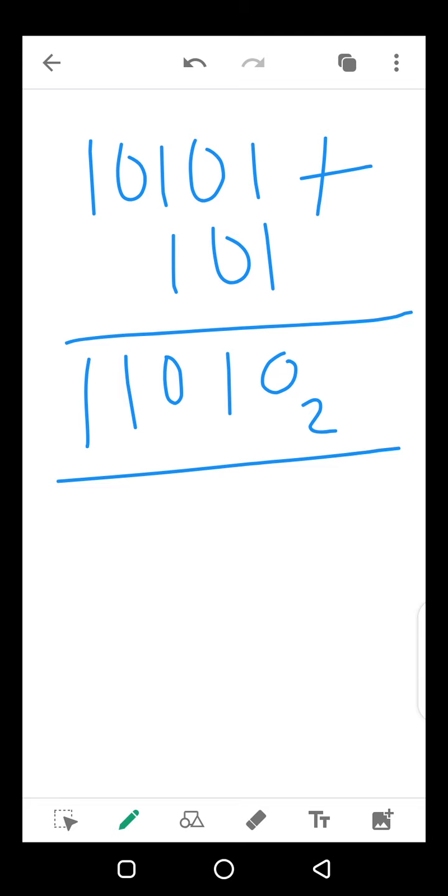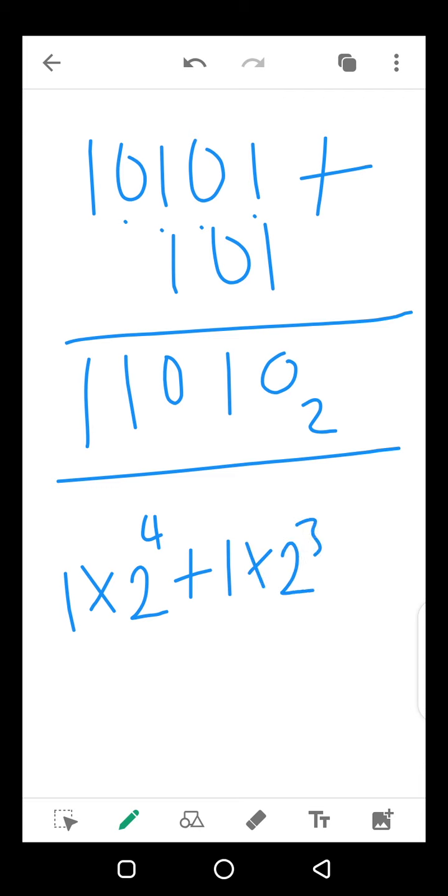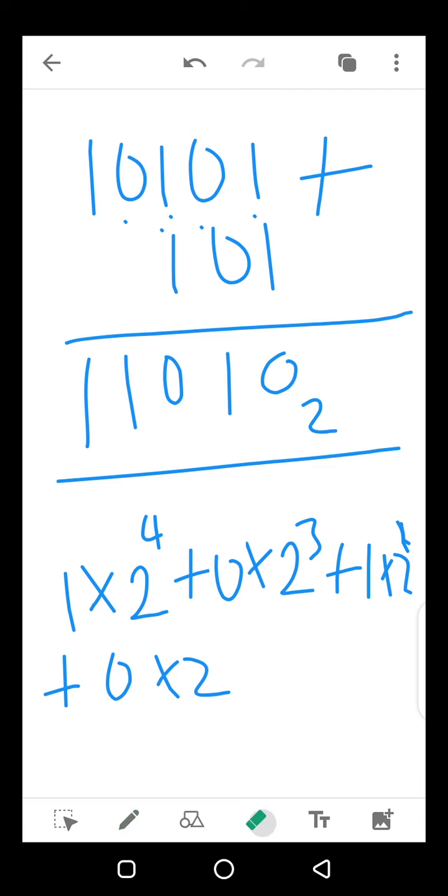10101, we can convert it back to base 10, and then we have 1 times 2 raised to power 4 plus 1 times 2 raised to power 3 plus 0 times 2 raised to power 3, plus 1 times 2 raised to power 2, plus 0 times 2 raised to power 1, plus 1 times 2 raised to power 0.